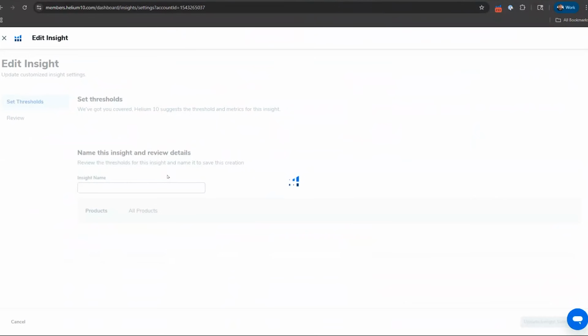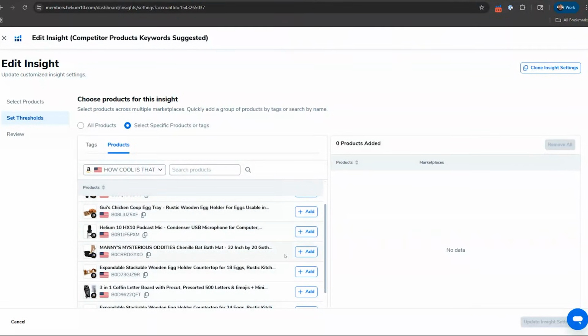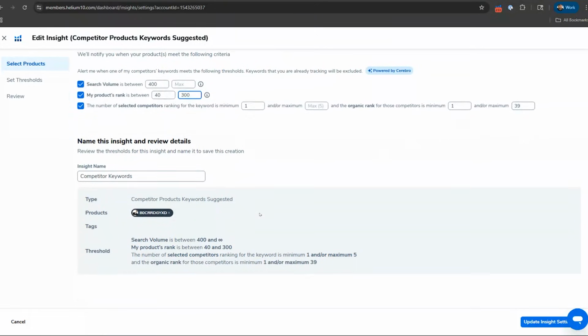What about my competitor keywords? I'm going to be like, you know what? For some of my competitors' products, or for my products, I should say, for any of their keywords. Okay. So here's my bat-shaped bath mat. Basically what I'm saying is, for any of these competitors here, or I can put all products if I don't even care. I just want to do all my competitors. Tell me if there's a keyword that has 400 search volume or more, and my product rank is between 400 and 300, or 440 and 300, or between 0 and 0, meaning I'm not ranking at all. And when at least one competitor is organically ranked between 1 and 30, give me a heads up.